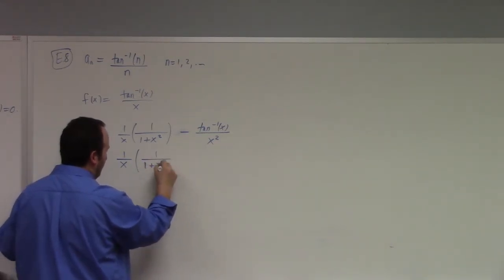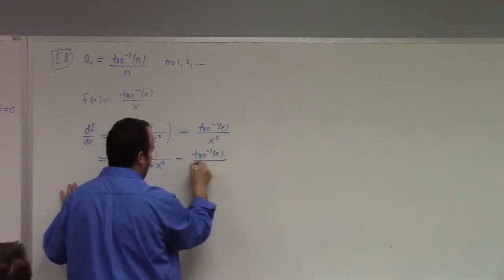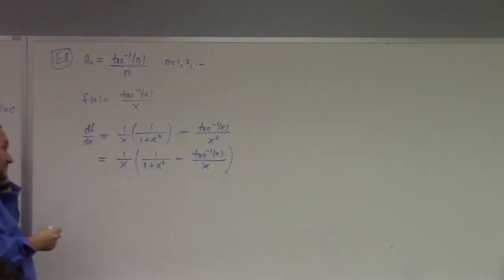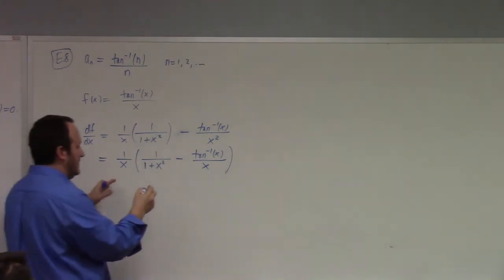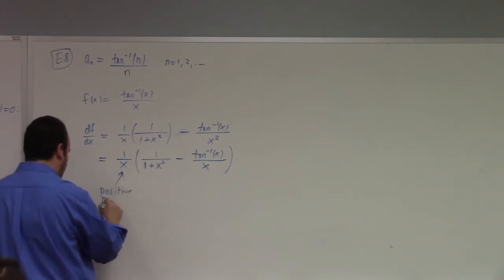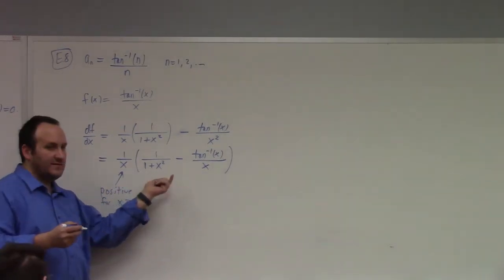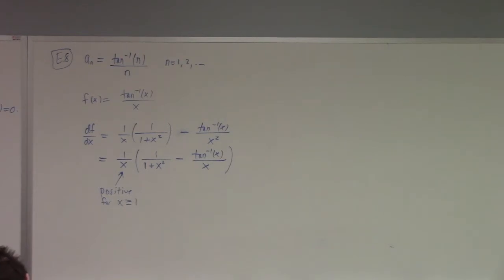1 plus x squared minus inverse tangent of x over x, right? Surely this is positive for x greater than or equal to 1, right? And how about inverse tangent of x? I mean, here, I'm not sure what happens with that. It's at least well-defined, right, for x greater than or equal to 1.